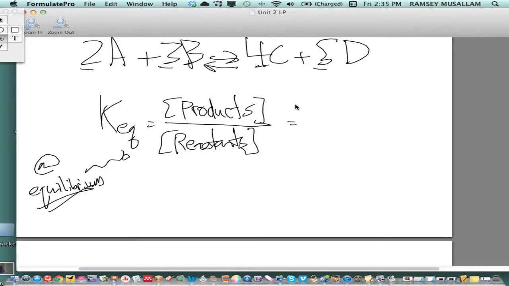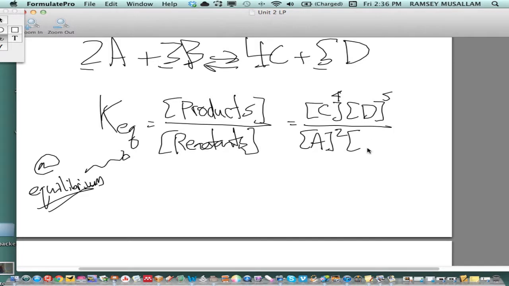Who are my two products? C and D. And what's the coefficient for C? 4. And what's the coefficient for D? 5. See what we're doing here? And the denominator is going to be A and B. What's the coefficient for A? 2. And what's the coefficient for B? 3. So that's the KEQ for that reaction.